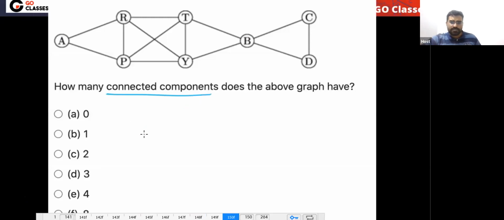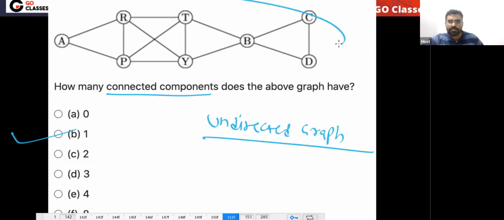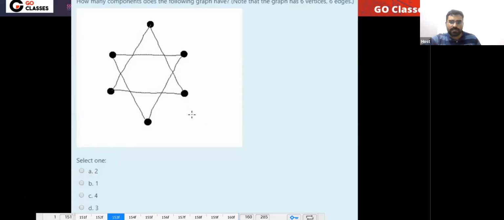What is the answer for this? Number of connected components. How many connected components in this graph? The answer is only 1. This is an undirected graph. Remember, this is your undirected graph. So because this is an undirected graph, this is one component, only one component you have. What is the answer for this? Again, this is an undirected graph. Because this is an undirected graph, how many components do you have? Total 2 components you have.